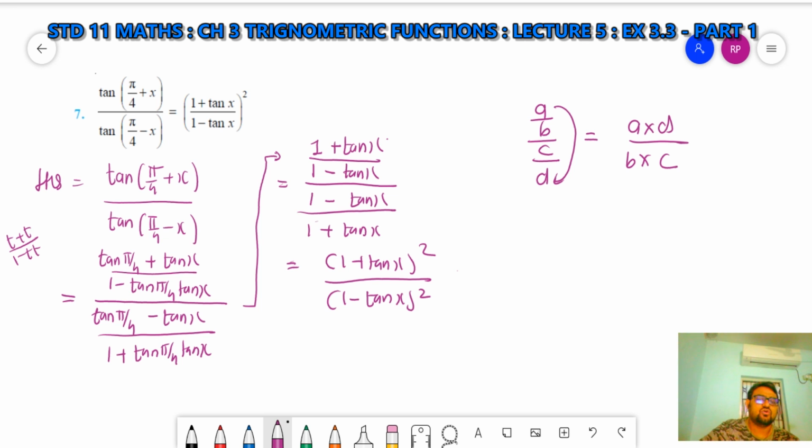So this is equal to ((1 + tan x) upon (1 - tan x)) whole square. This is equal to RHS. Okay, so what I did, I just used the formula t plus t upon 1 minus t t in the numerator and t minus t upon 1 plus t t in the denominator. Then I just put the value of tan pi/4 as 1. Clear? So now solve this question number 7.